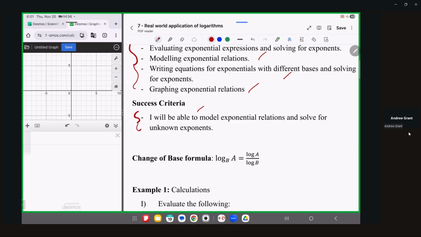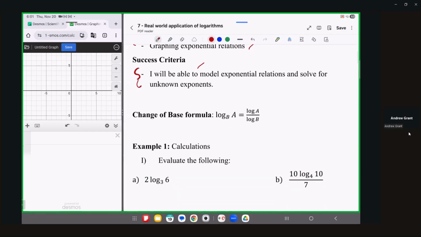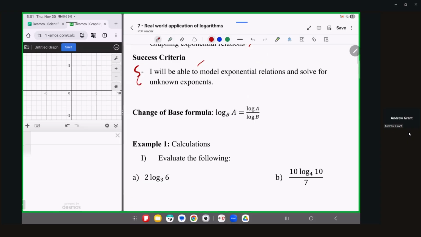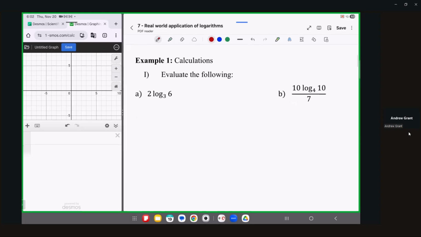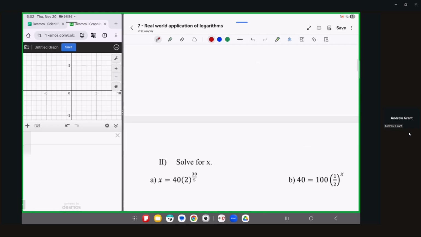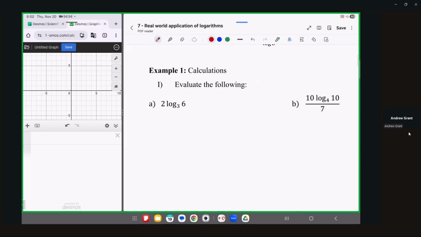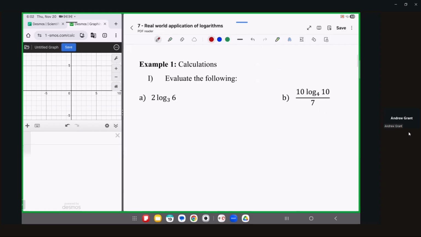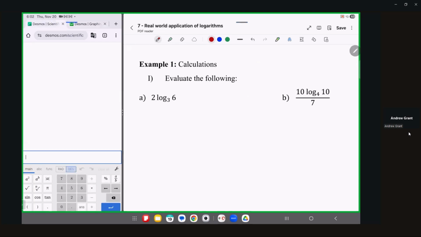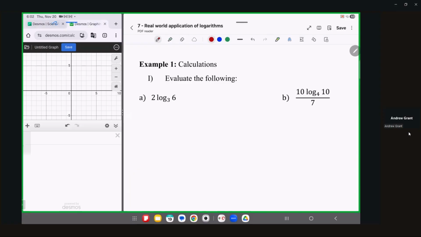for some unknown exponents. And so I bring the change of base formula as something we should remember, where if you have log base b of a, that's equal to log of a over top of log of b. Additionally, I wanted to review some calculations and some equations we're going to be solving for. So in example one, it's called calculations, and we're going to evaluate the following. And I have the Desmos scientific calculator and the Desmos graphing calculator today.